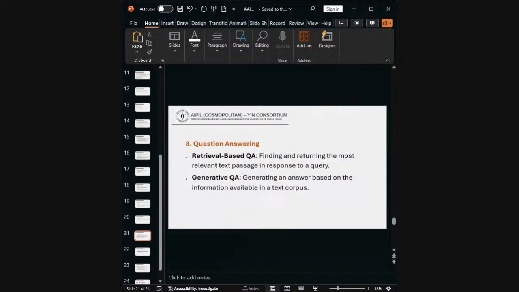Next, we have question answering, and then you're finding and returning the most relevant text passage in response to a particular query, which is actually mostly what we do, retrieval-based question answering, and then we have generative question answering. When we are talking about generative AI, we are actually generating an answer based on the information that is available in our text corpus and our text store. So this is another technique that is used in natural language processing.